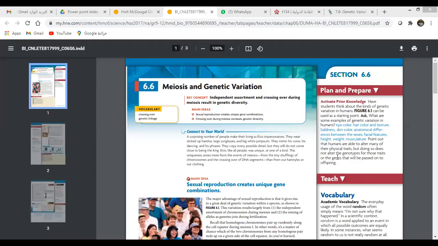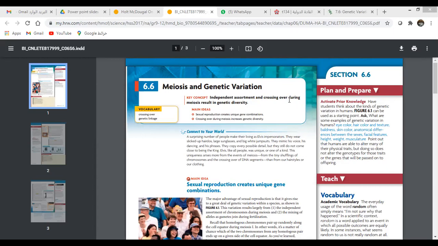So yesterday we discussed the hybrid plot where Mendel did for two traits, and we observed how these traits are inherited separately. Today we are going to continue our lesson with section 6 in chapter 6, meiosis and genetic variation. We have an introduction to this lesson, talking about meiosis, and as a revision, we'll continue what happened to the chromosomes during meiosis.